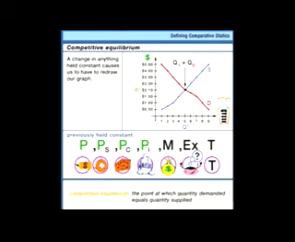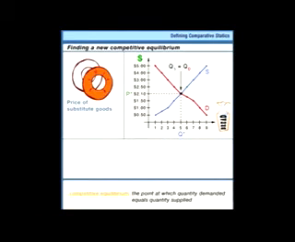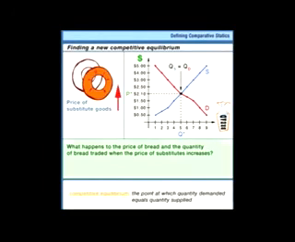Let's take an example. Suppose we consider a case where in the market for bread there's a change in the price of a substitute good. Let's suppose that bagels become more expensive. If bagels become more expensive, what will happen to the price of bread and the quantity of bread traded? Well, there is a series of steps that you should go through to answer a question like this. And this series of steps will help you anytime you try to solve one of these problems.